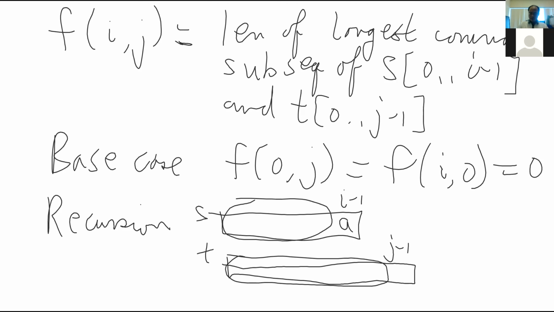If, on the other hand, these two are not the same, then the longest common subsequence cannot contain both. It can contain one of them, but not both. Which one? I don't know. Or maybe none of them. So the recursion looks like this.